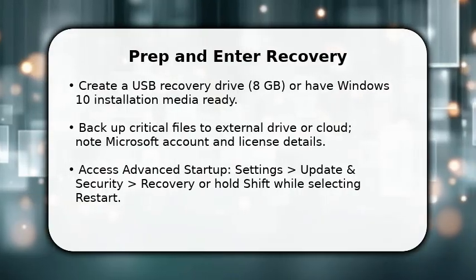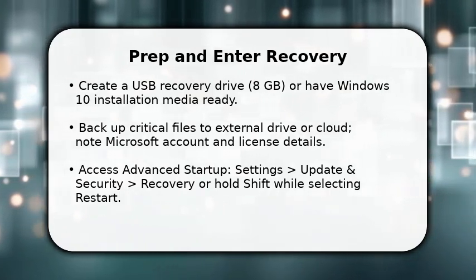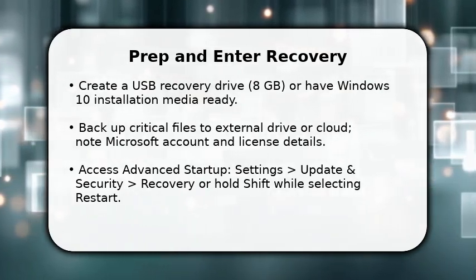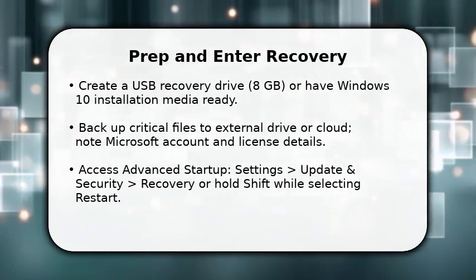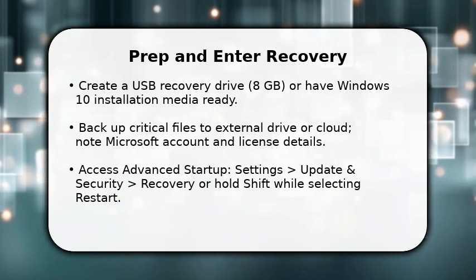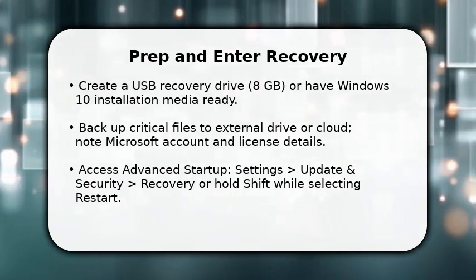You start by making a recovery USB or grabbing Windows 10 install media so you can boot independently of the damaged OS. Once done, back up essential files to an external drive or cloud and confirm your Microsoft account and license info. This prevents activation headaches later.